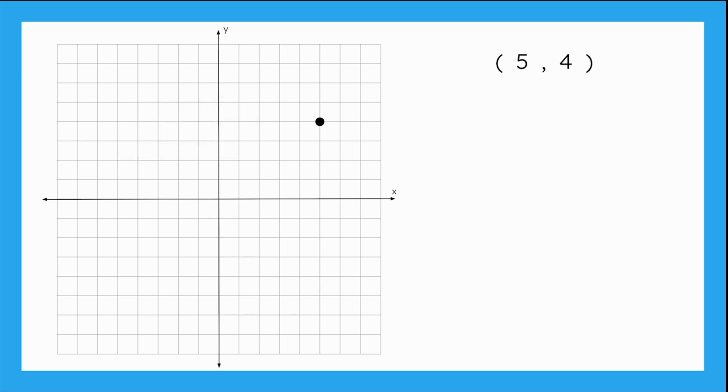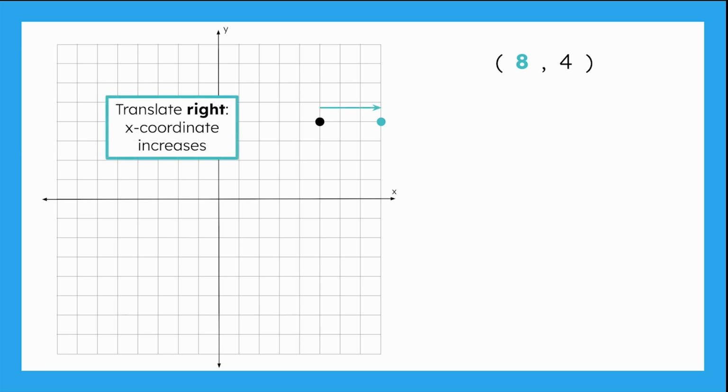How do you think the coordinates will change if we translate this point to the right? Let's see if your prediction is correct. What did you notice? As we translated the point to the right, the x-coordinate increased. The starting point at (5, 4) translated right 3 units, so the x-coordinate of 5 was increased by 3. What will the coordinate notation look like for this translation?